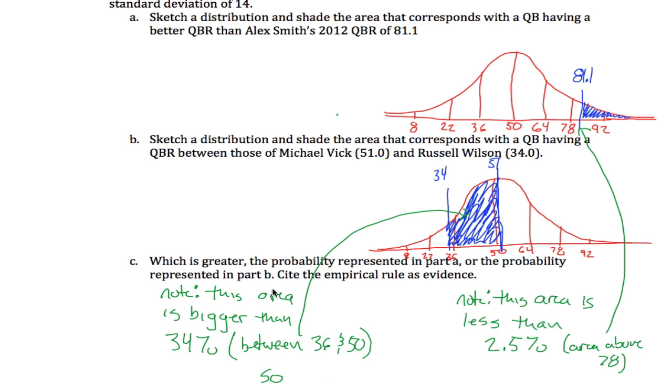So, which is bigger? The probability of a QBR better than Alex Smith is less. The probability of a QBR between Vick and Russell is bigger. And I guess that's the end. That's the explanation, and that's the end of this problem.